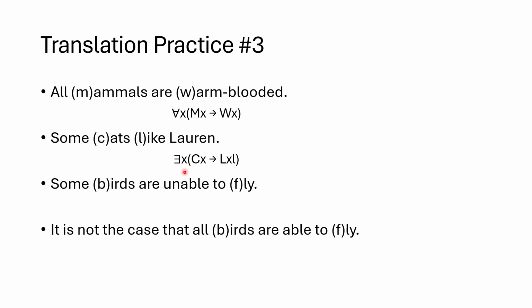So to sort of go back over this sentence, the existential quantifier is saying something. I don't know what that thing is, but there is something. And then this antecedent in our conditional statement, this CX, it's saying that something is a cat. So if that something is a cat, then that something likes Lauren. So there exists something that is a cat that likes Lauren.